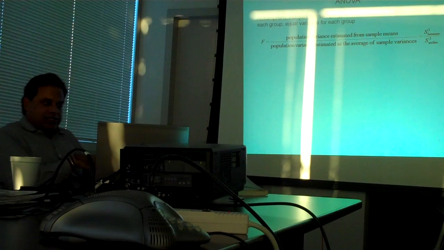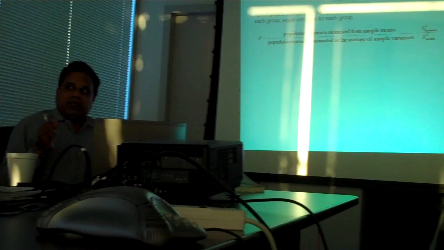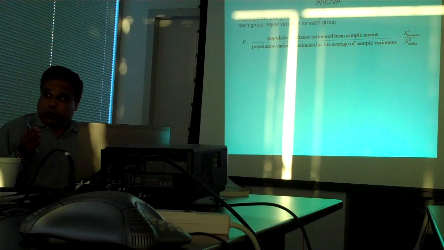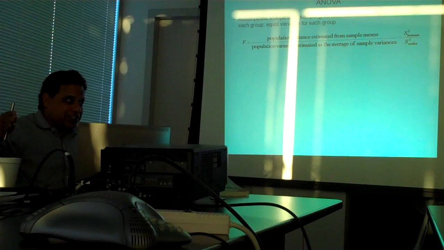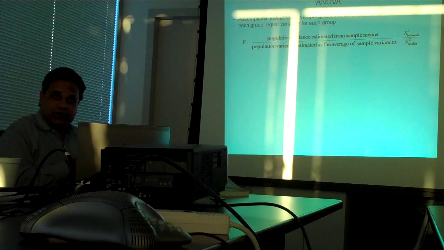So the idea is this: if the samples from all those four groups came from the same population, so basically there's no difference, then the top would be a small number compared to the bottom. But if they were intrinsically from different populations, the top will grow larger and larger because they're coming from different populations. And therefore this number will grow. And that's the key.